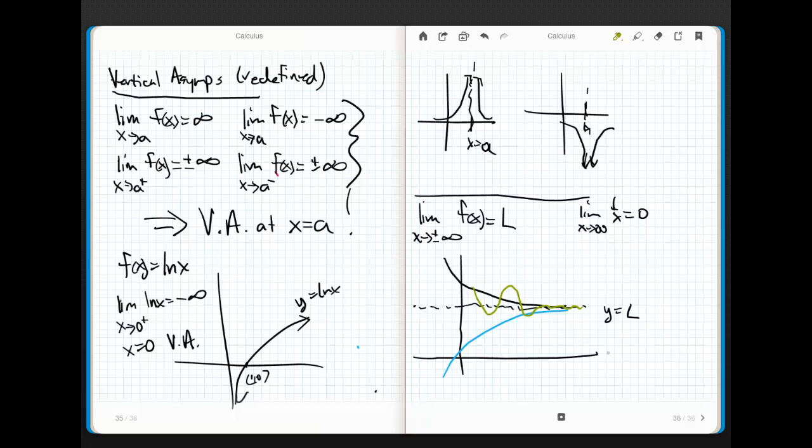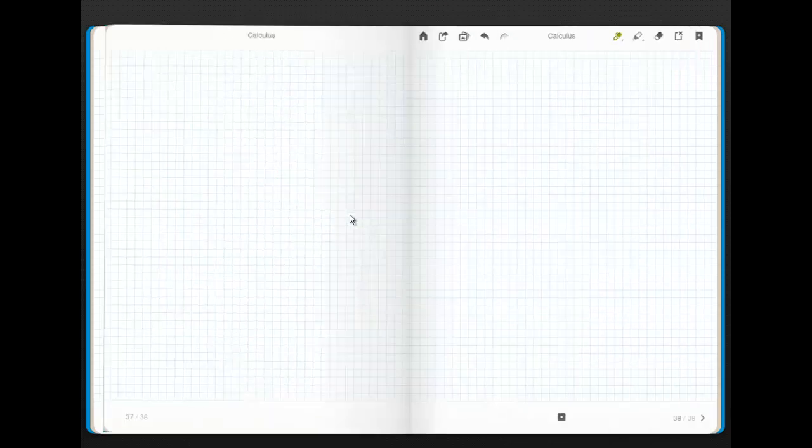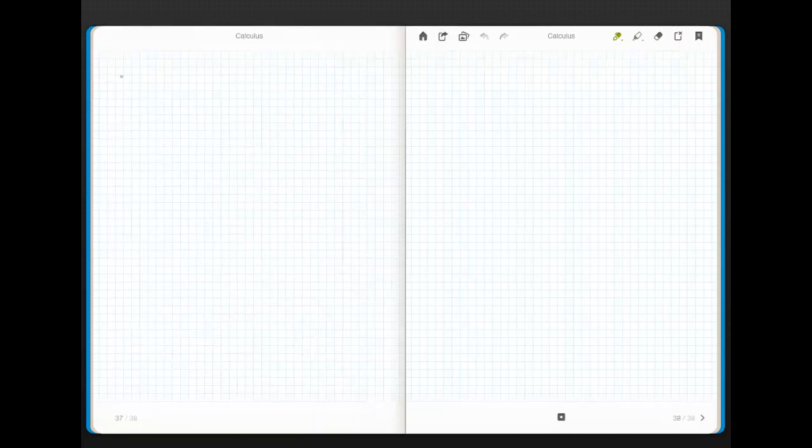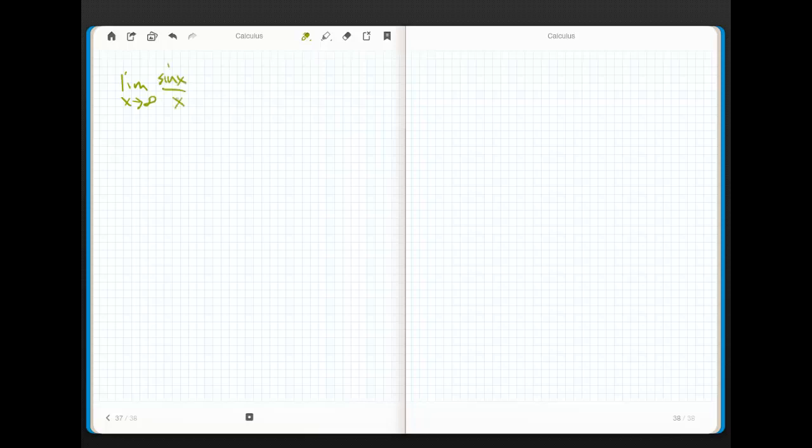An example of that would be, for example, if I took the limit as x goes to positive infinity of sine x over x. Well, what's going to happen to sine? Sine's going to go back and forth between 1 and -1, right? And x is just going to get huge. Well, what does that imply? This limit, let's put this parenthetically, this limit is going to be 0.